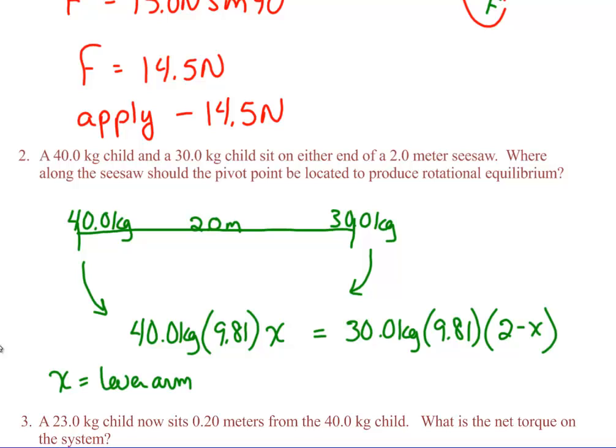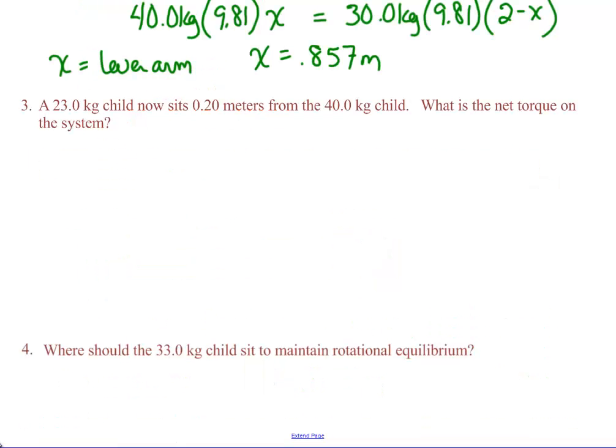So what we have to do is solve for x. We find that x is equal to 0.857. And so from the 40 kilogram end in, not quite all the way, because the heavier kid is going to create a bigger torque due to its force, we have 0.857 meters. And the lighter child will sit 1.143 meters away from the pivot point. All right, same setup. So we have 40 here, 30 here, we have 0.857 meters there.